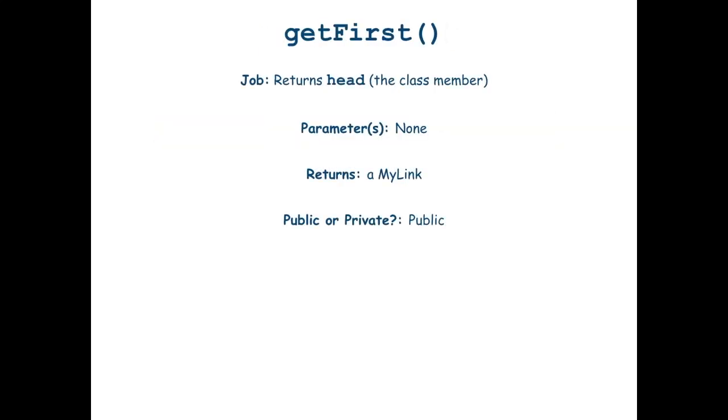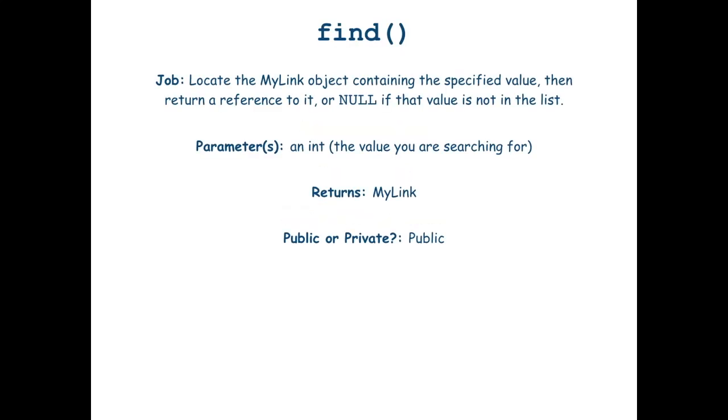Next, we have get first, which needs no illustration. It's pretty straightforward. It simply returns the head of the list. It takes no parameter. Obviously, it returns a MyLink object because it returns the first MyLink object, and it is a public method. Next is another method that needs no illustration. It's simply the size method, which returns the size of the list.